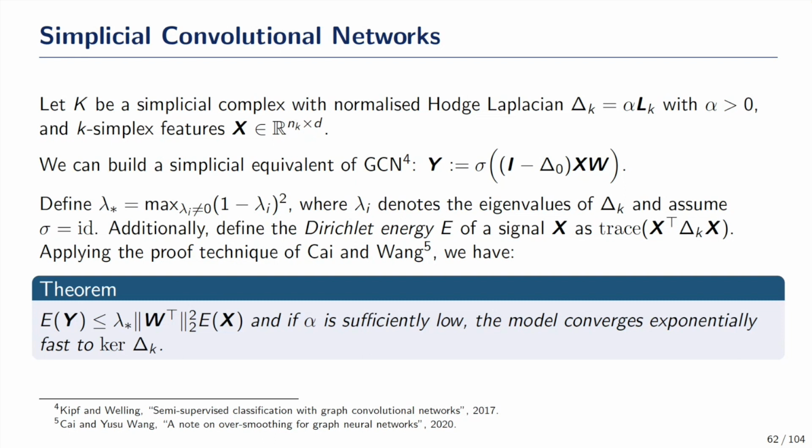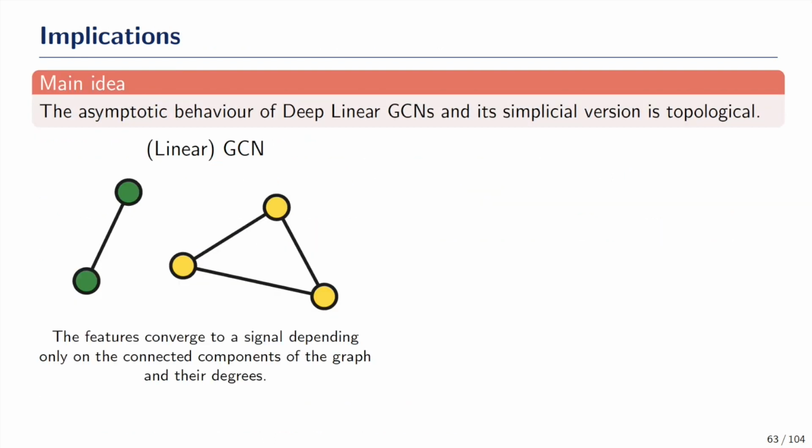So what's the implication of that? The main idea is that deep linear graph convolutional networks and simplicial versions are topological in behavior in their asymptotic limit. So again, we see a result that is like a topological invariant. Even if we change our underlying space, or deform it, we will always converge to this subspace that has a dimension given by the number of holes. So the long-term behavior of our model is topological.